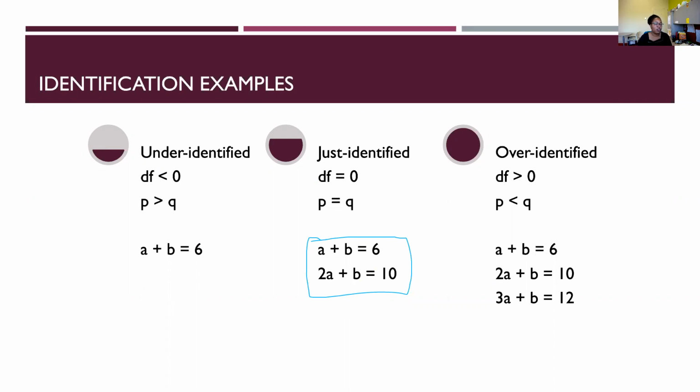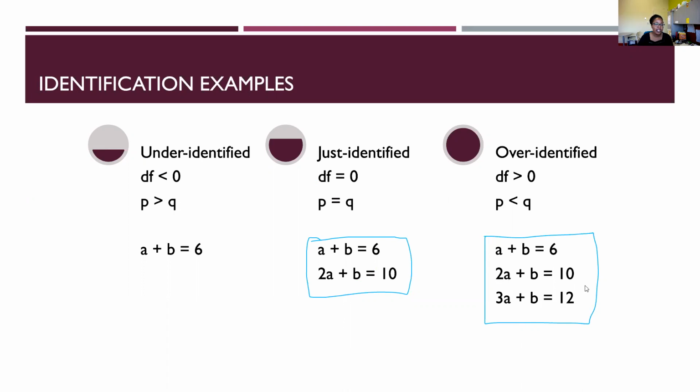So 4 and 2 are the only numbers for A and B that would satisfy both of these two equations. So that's one solution just identified. If you have multiple solutions, then you get back into an over-identified situation, where once again, there are many values of A and B that could satisfy these equations.